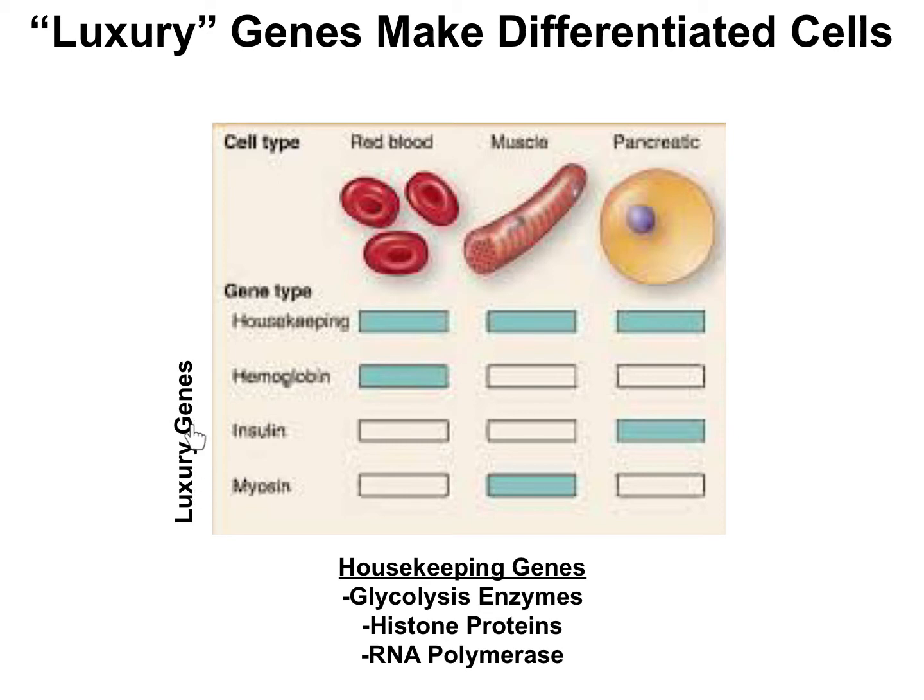Now, luxury genes are a different story. Differentiated cells have differentiated jobs. Red blood cells carry oxygen, muscle cells contract, and pancreatic cells make digestive enzymes and hormones. And those specialized jobs require specialized luxury proteins. Red blood cells need high levels of hemoglobin, muscle cells need a lot of the contractile protein myosin, and pancreatic beta cells have high insulin expression. So in other words, certain cells have high expression of certain luxury genes to do their job, but luxury genes that aren't needed get permanently turned off in cells that don't need them.